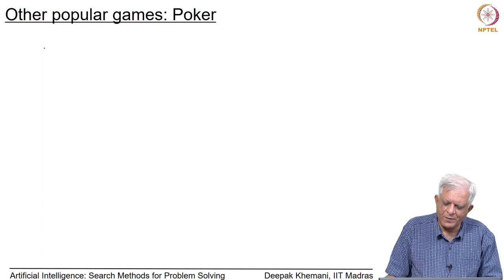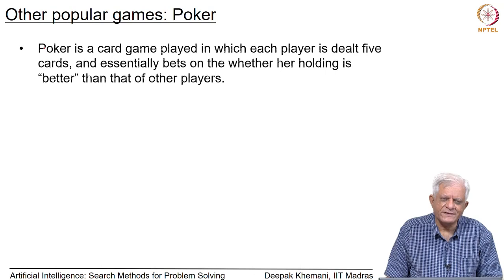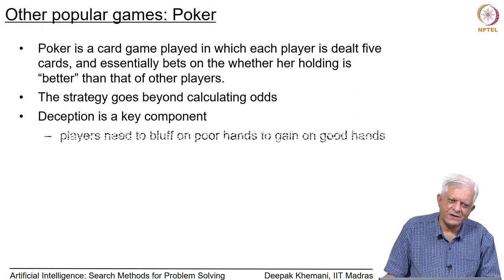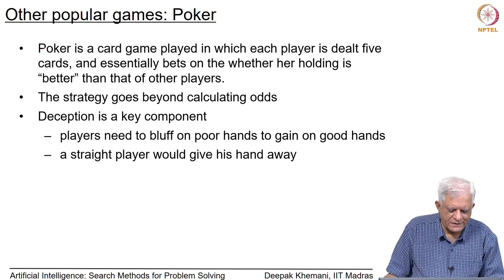Another popular game is poker. Poker is a card game in which each player is dealt out 5 cards, and essentially each player has to bet on whether her holding is better than that of the others. It is a very popular game, especially in the US. The strategy goes beyond calculating cards. It is not just that you calculate how likely your cards are to be better than the other players', because that would not be so much fun, but deception is a key component of the strategy.